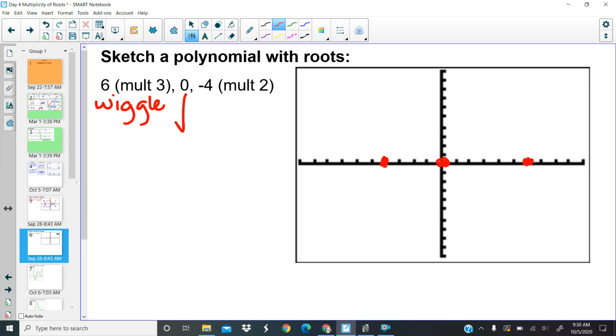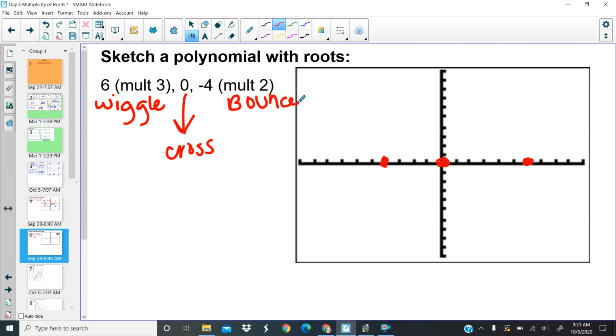Where x equals 0, it doesn't tell us the multiplicity, so that means it's 1, which means we're going to cross through. And at x equals -4, the multiplicity is 2, which means we're going to bounce. So we have all three shapes in this graph.